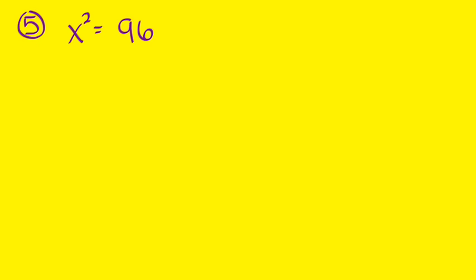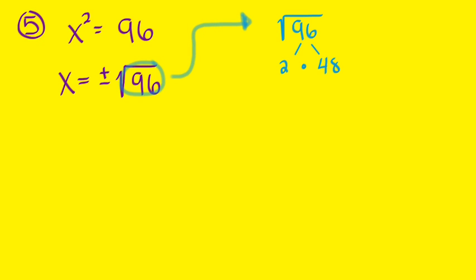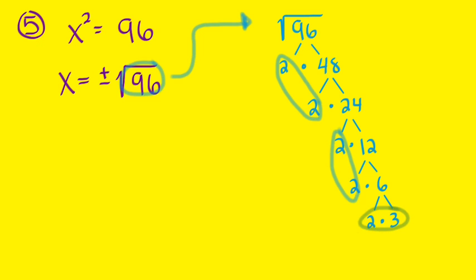Okay, now this is a large number, so what could I do to figure this out if I can't see it right away? Well, I could factor 96, right? And I know that's 2 times 48, 2 times 24, 2 times 12, 2 times 6, and 6 is 2 times 3. And then I can look at all my pairs to take out, right? I have 2 sets of 2, and then I have the 2 and the 3.